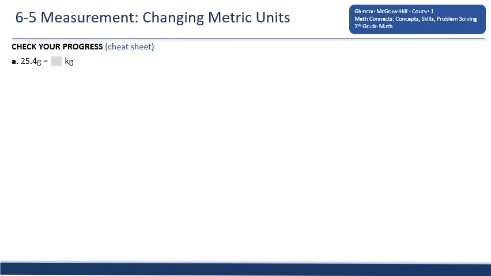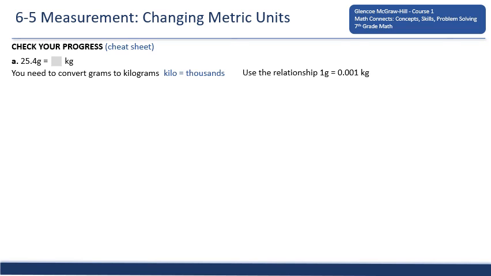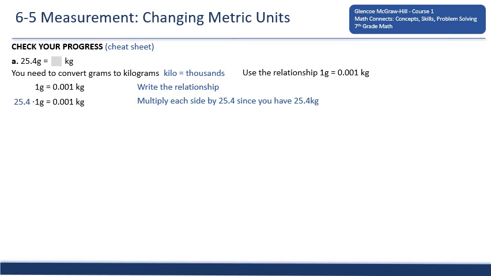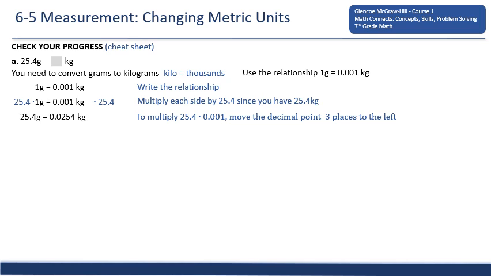25.4 grams equals how many kilograms? So you need to convert grams to kilograms. Kilo equals thousands. And we'll use the relationship of 1 gram equals 1,000th of a kilogram. And we'll just write that relationship. 1 gram equals 1,000th of a kilogram. And multiply each side by 25.4, since you have 25.4 grams. And we'll move the decimal point 3 places to the left.